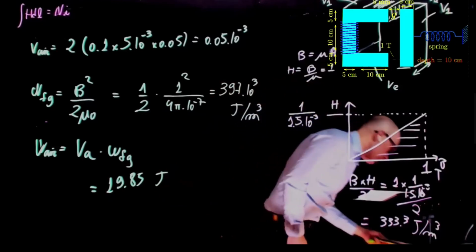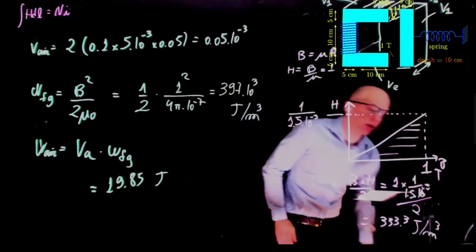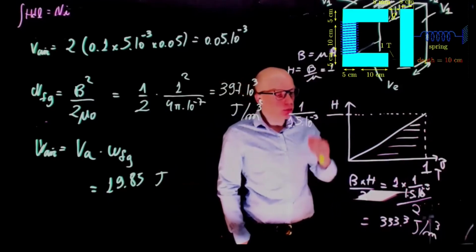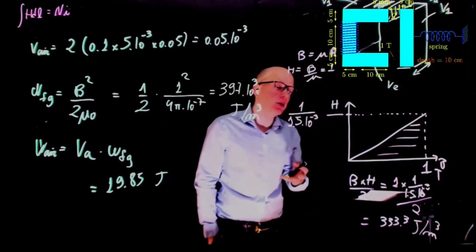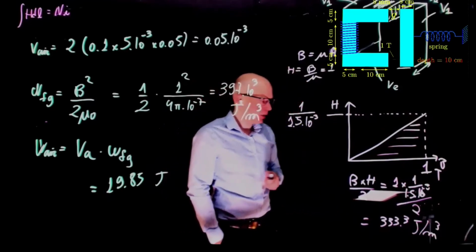The permeability. Exactly. It takes much more energy to magnetize the air than it takes to magnetize the core, because the permeability of the core is much greater than the air.